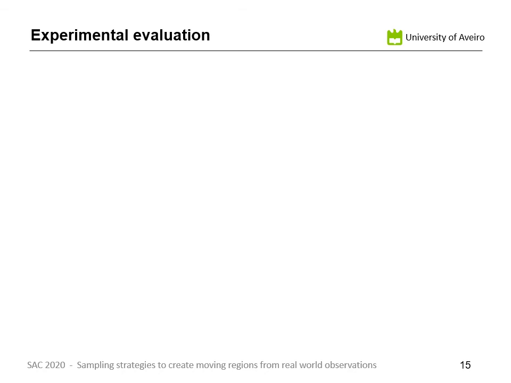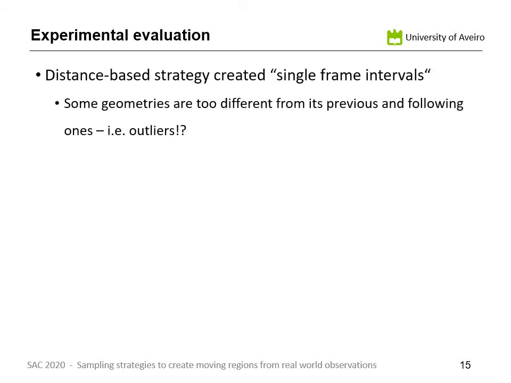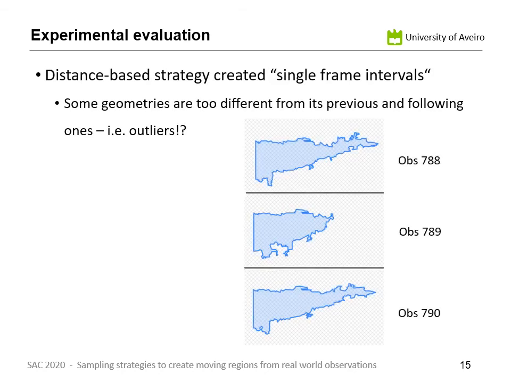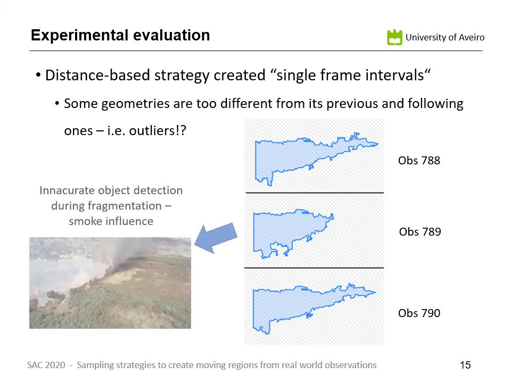We identified that in some situations, the proposed distance-based approach selected 3 geometries in sequence. This happened because some polygons are too distant from their previous and following ones. This is an unexpected situation as the burnt area should grow smoothly. By making a visual analysis on some of those situations, we identified such great difference was generated by problems in segmentation.